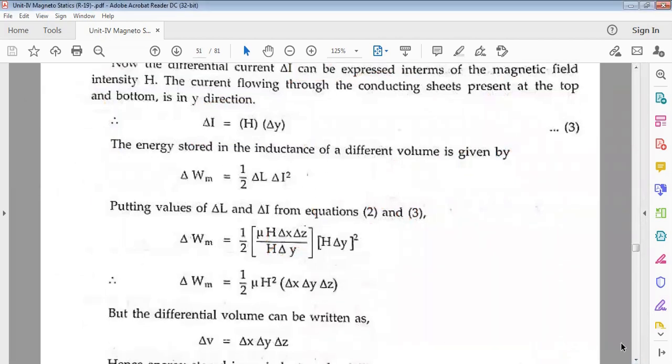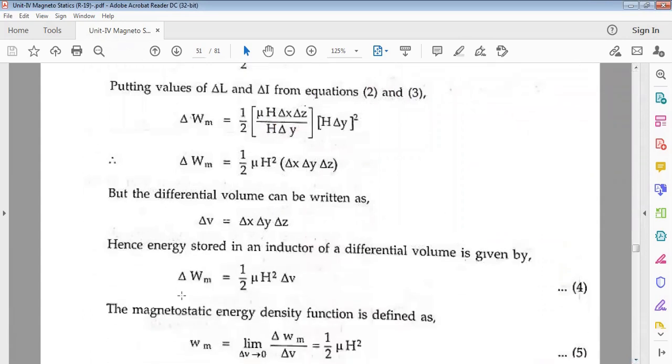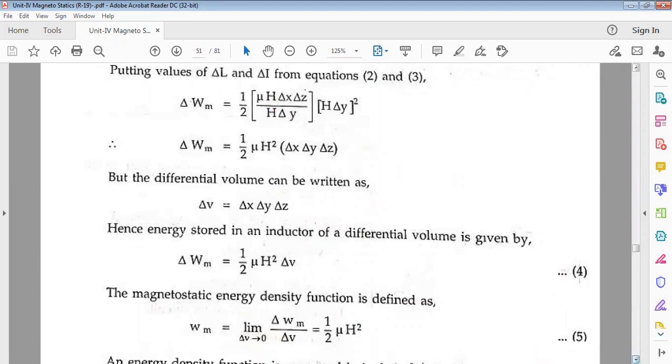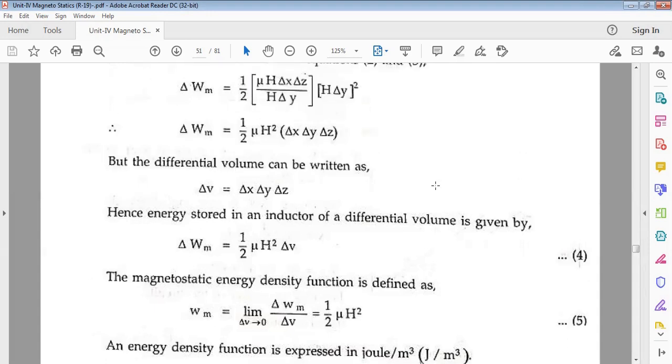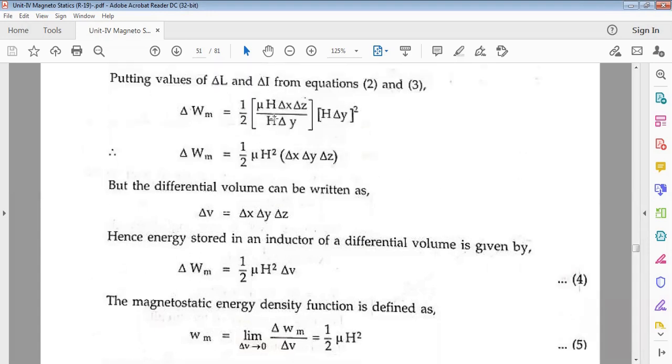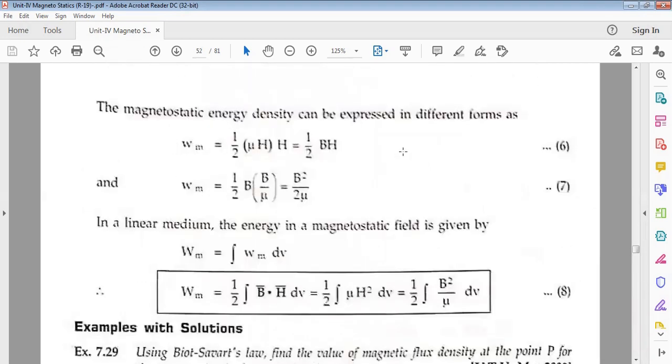See, delta x, delta y and delta z is delta V. And delta Wm is equal to 1 by 2 mu H square into delta V. And Wm, in the limit delta V tends to 0, bringing delta V into the denominator, is 1 by 2 mu H square. Wm is equal to 1 by 2 mu H into H. Mu H square you can write as mu H into H. What is mu H? It is B.